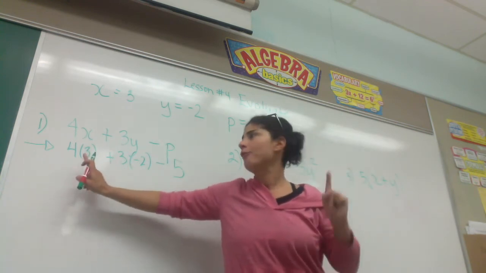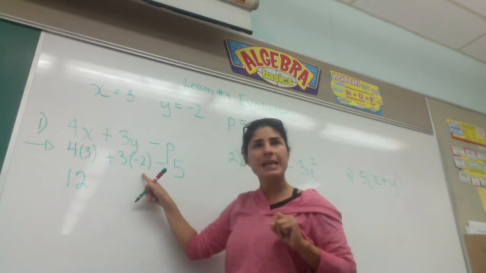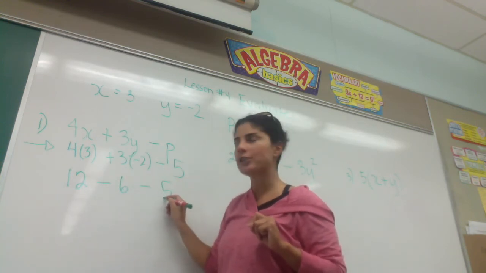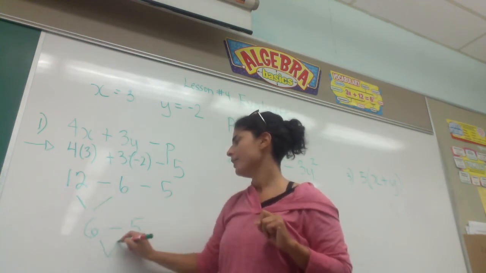Then I have 4 times 3 is 12. Positive times a negative is -6, minus 5. We're back to integers. 12 minus 6 is 6. 6 minus 5 is 1.